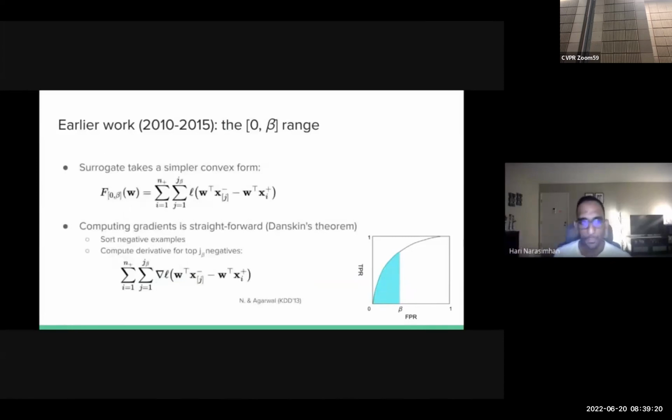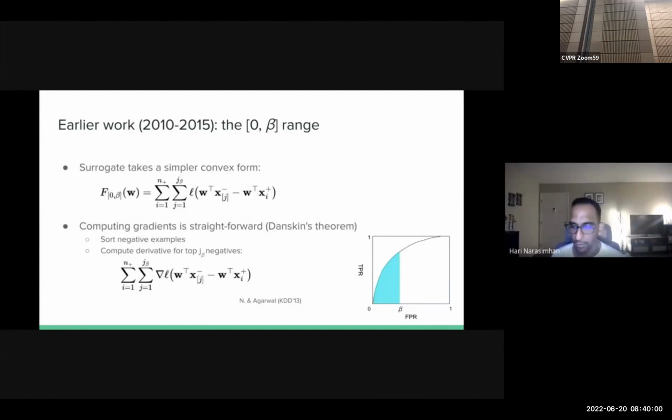So when you restrict the false positive rates to a 0 to beta range, it turns out that this simple surrogate objective, where we just replace the indicators with a convex loss, is convex in the model parameters. Therefore, one can apply standard convex optimization solvers based on gradient descent to optimize this objective. In fact, computing gradients for this objective is also very straightforward. All one needs to do is compute a sorting of the negative examples, take the top-ranked negatives, and compute the average gradient of the loss restricted to only those negatives.